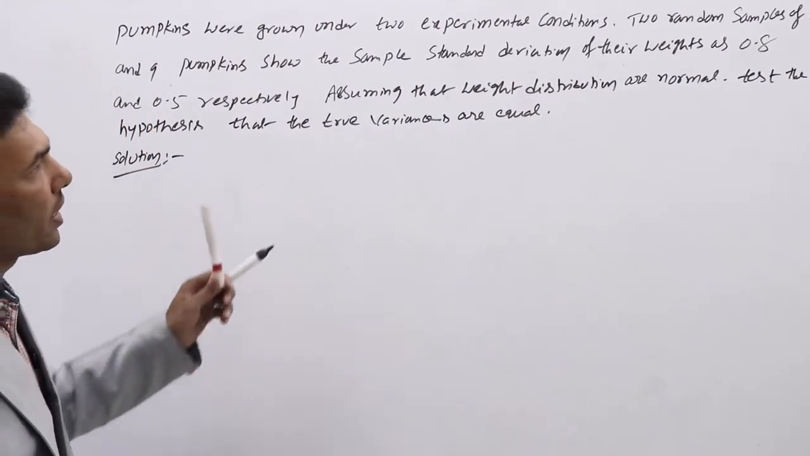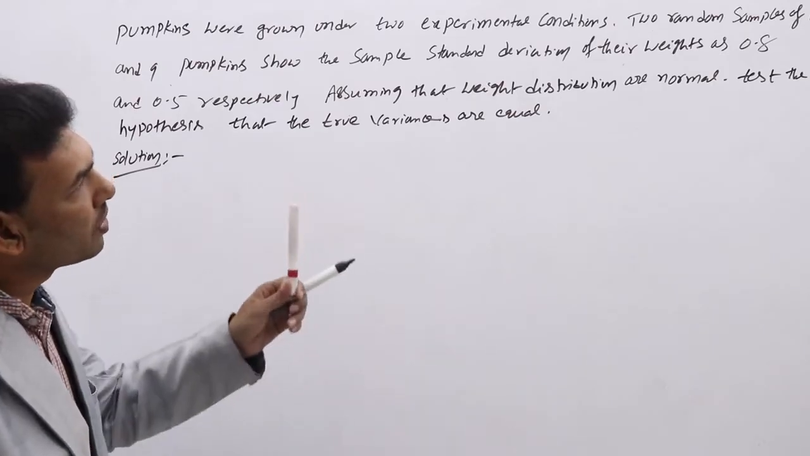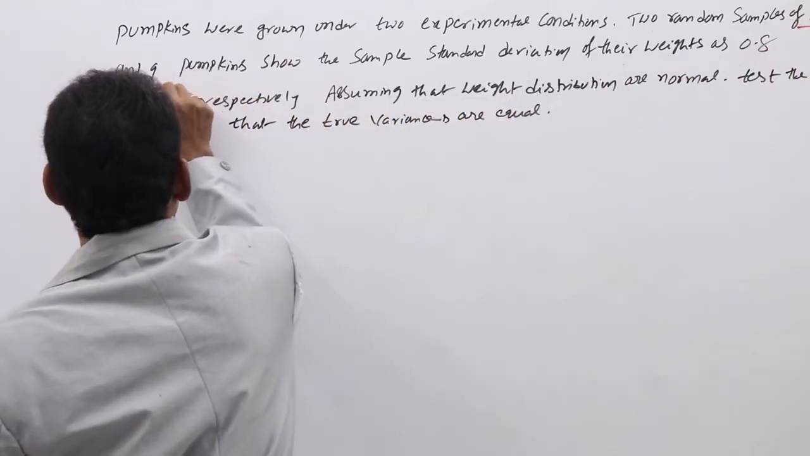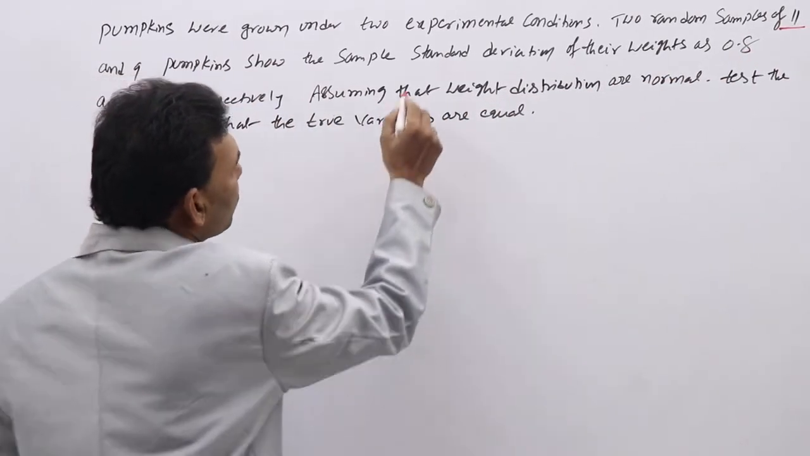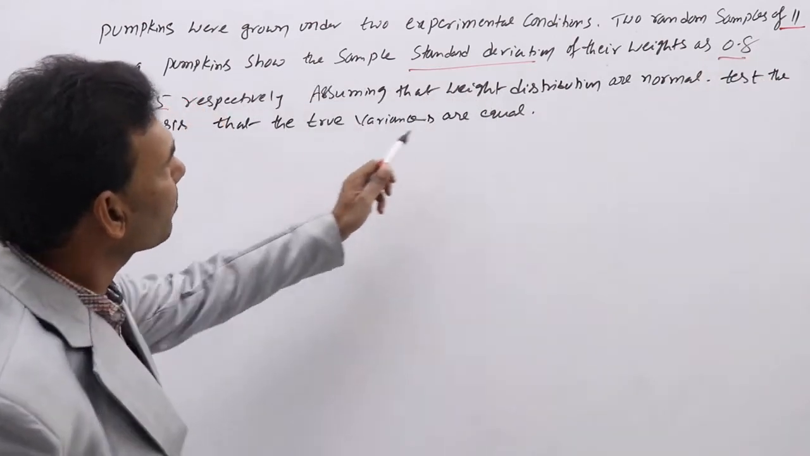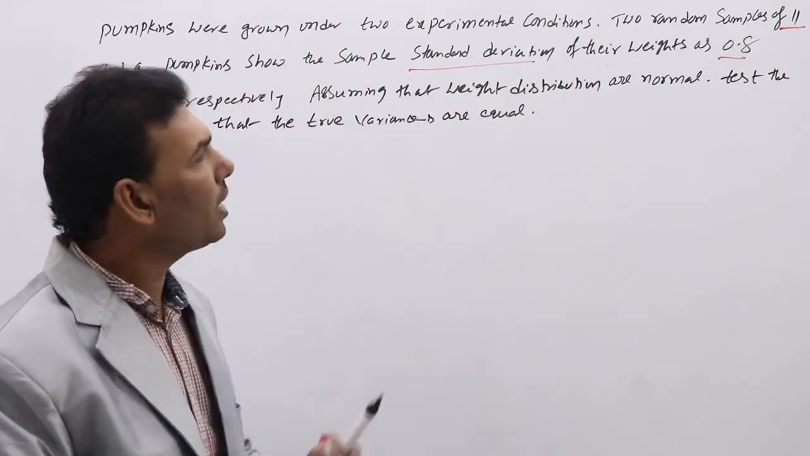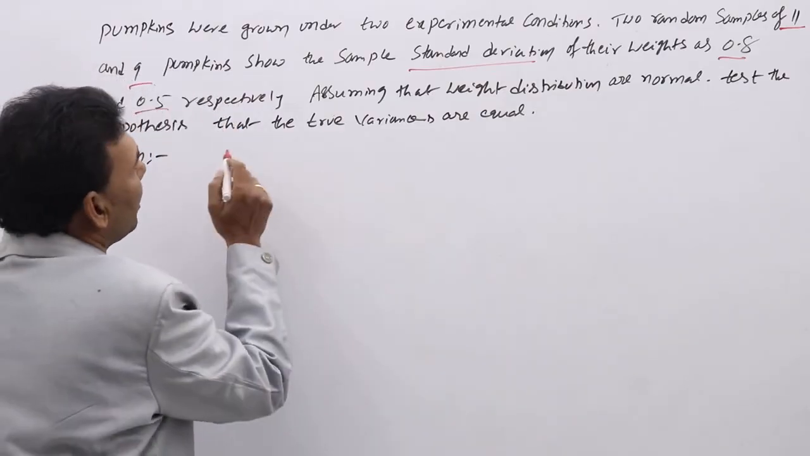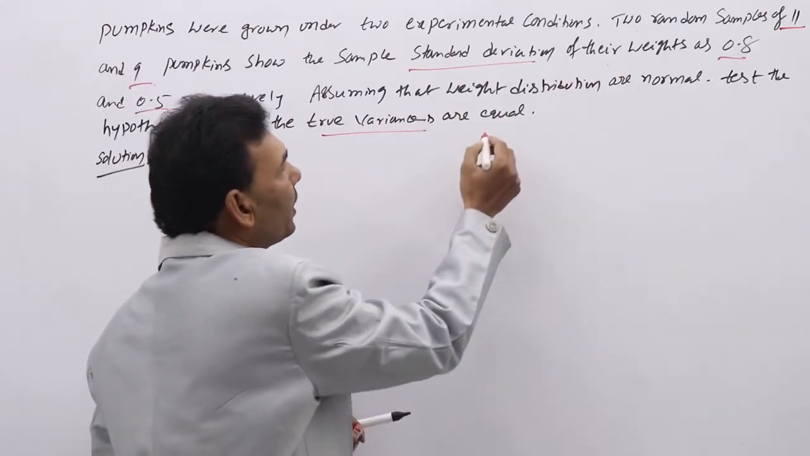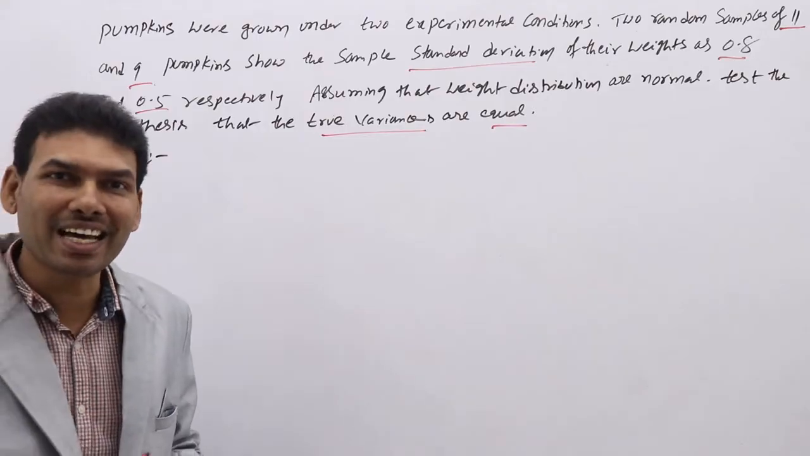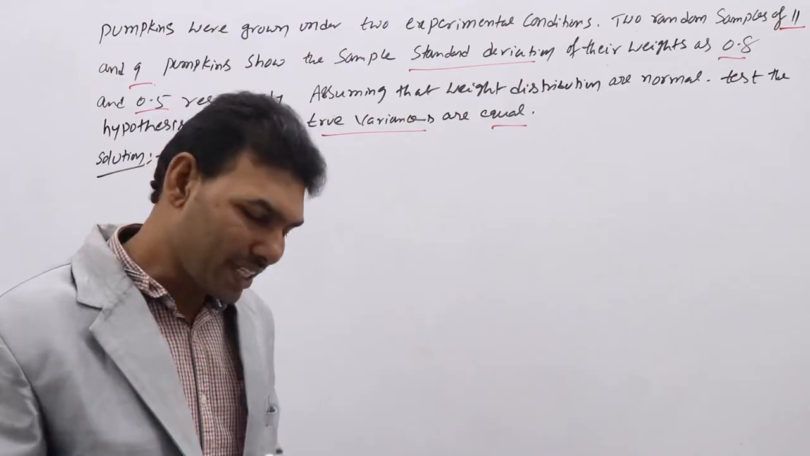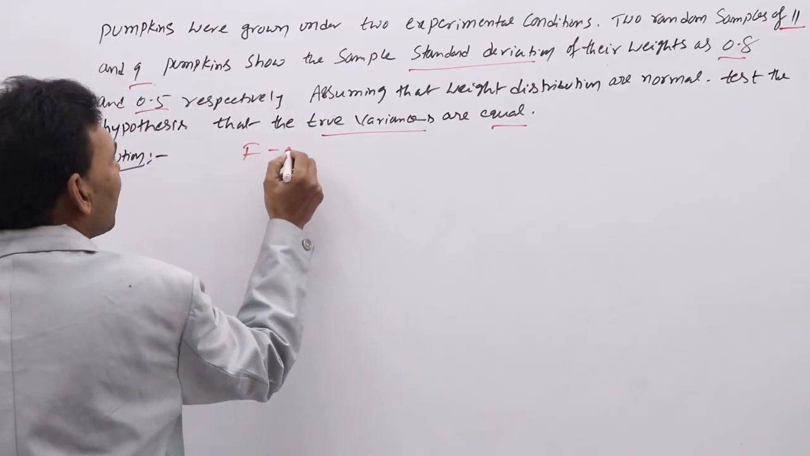Pumpkins were grown under two experimental conditions. Two random samples were taken of sizes 11 and 9. The pumpkins show standard deviations of 0.8 and 0.5 respectively. Assuming that weight distributions are normal, test the hypothesis that the true variances are equal or not. So here we need to test whether variances are equal or not. That means we need to do a variance test. To test the variance, we use the F test that we know.